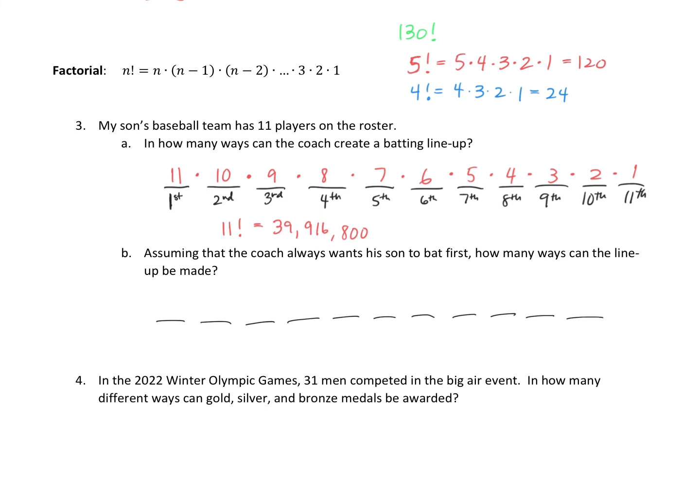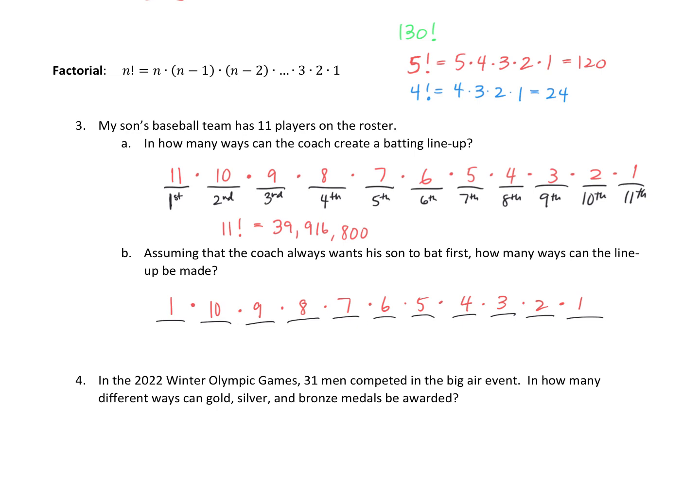So if the coach's son is going to bat first every time, we only have one choice of who to put there, right? He only has one son on the team, so one choice. Now we've assigned him to be the first batter. So that only leaves 10 kids to choose from now for the second batter. Now we've assigned 2 kids out of the 11, so that only leaves 9 options. Now we've assigned another one, so that only leaves 8. And you can see that now we're back to that factorial where we're losing an option each time.